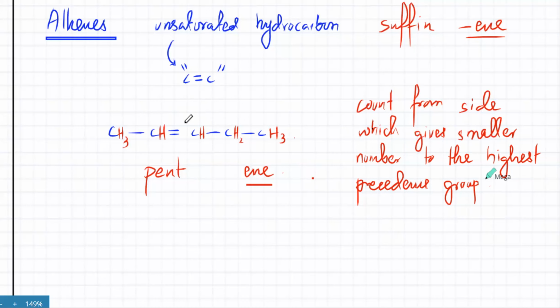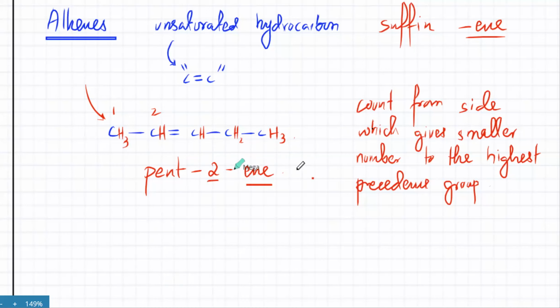So the double bond is going to be counted from which side, right side or left side? Left side. So this is the first carbon atom, this is the second. You would have to write the position before the -ene, just before the suffix. Every suffix represents a functional group, and if you want to give it its position, then the position is written right in front of it. So this is pent-2-ene. And you count from the side which gives the smaller number.